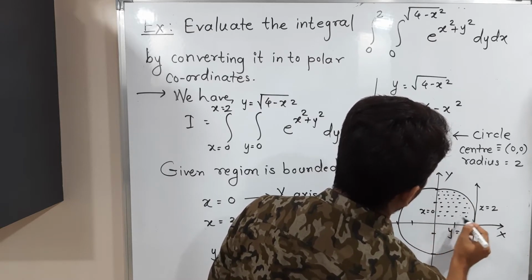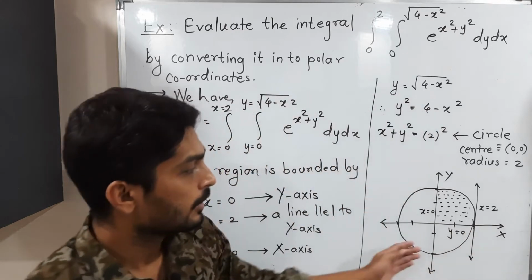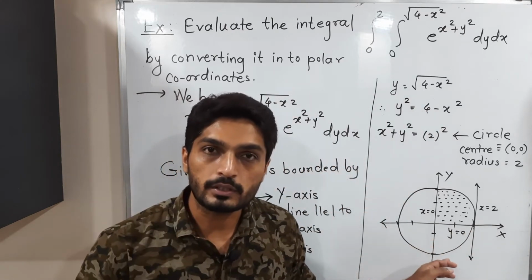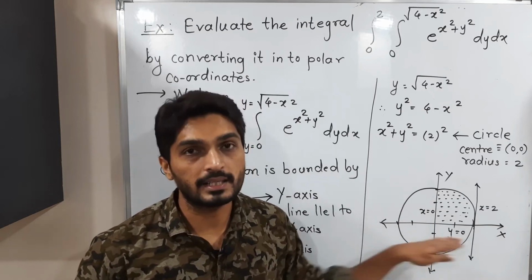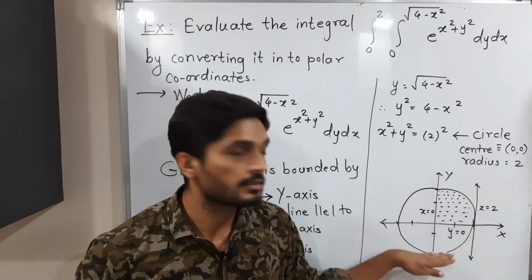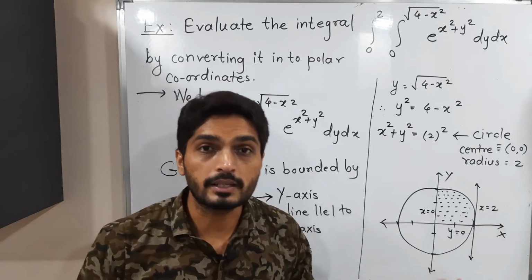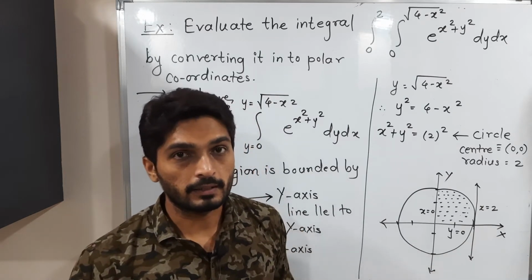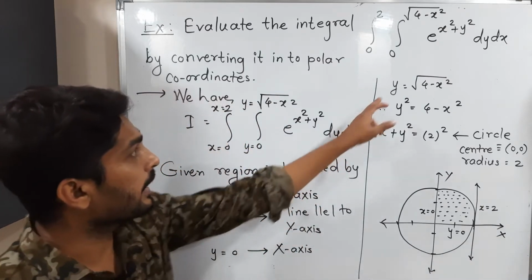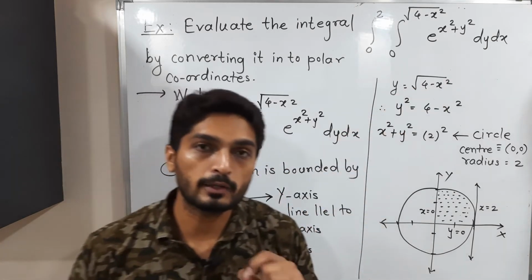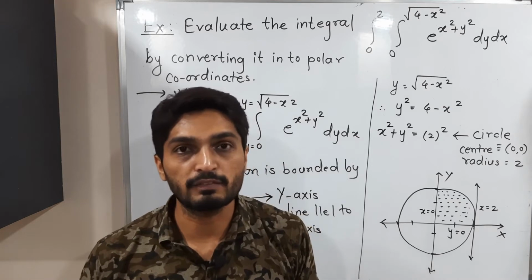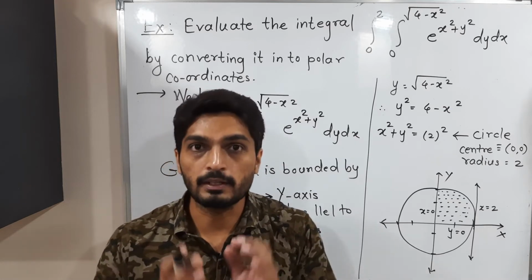Maybe you will think that this region also satisfies all conditions. This region is also bounded by the y-axis, the x-axis, x is equal to 2 and the circle. So why are we not considering this part of the circle? The reason is, here we have y is equal to root 4 minus x square. Actually, when we take a square root, there are two possibilities, either plus or minus sign. But here they have precisely given the plus sign.